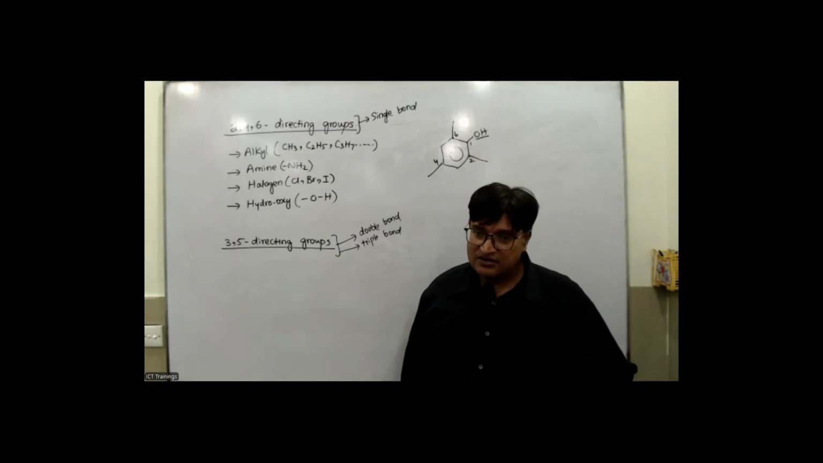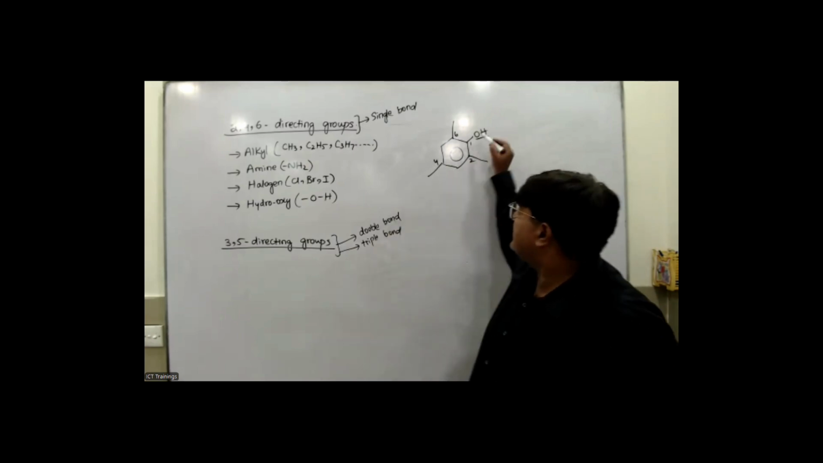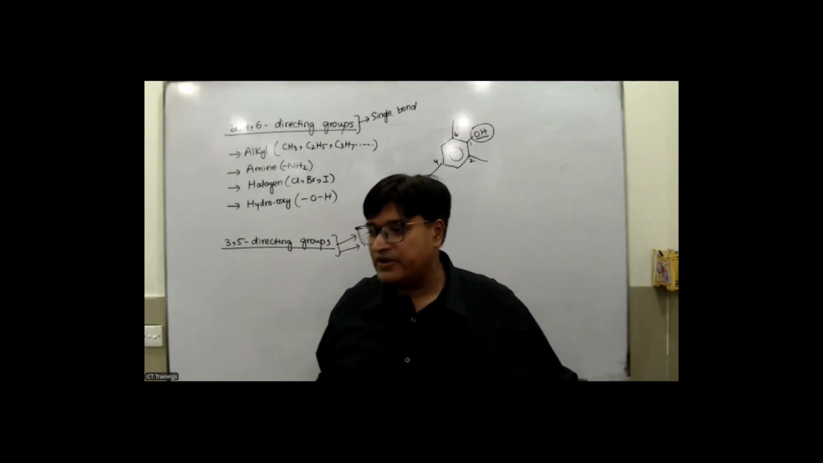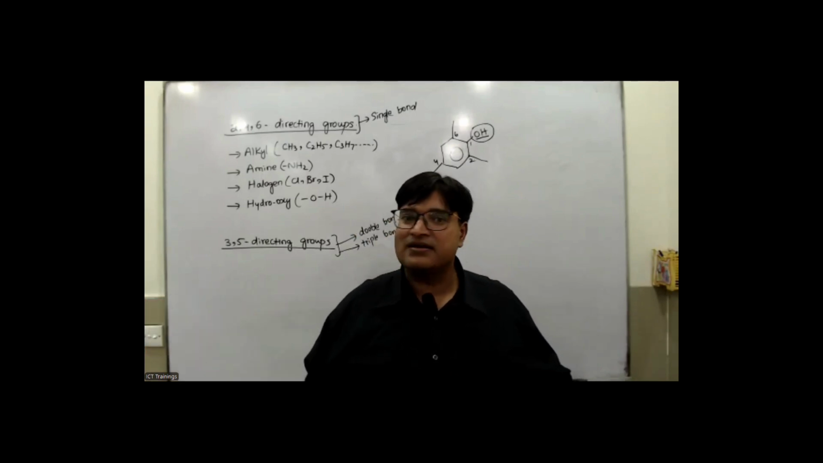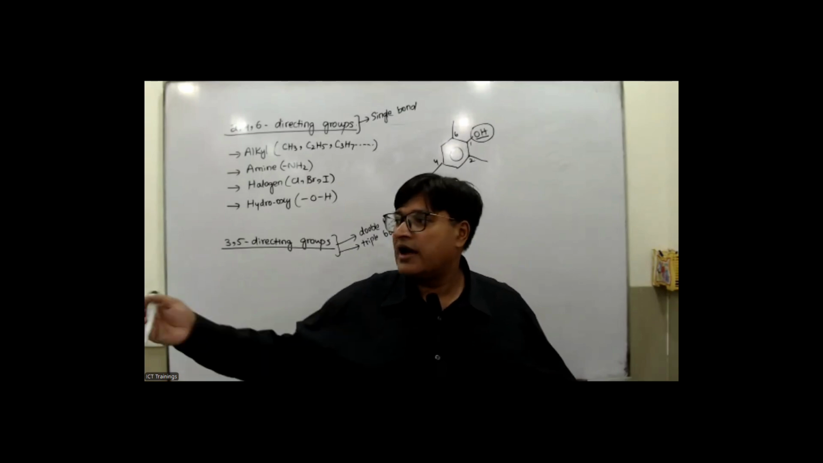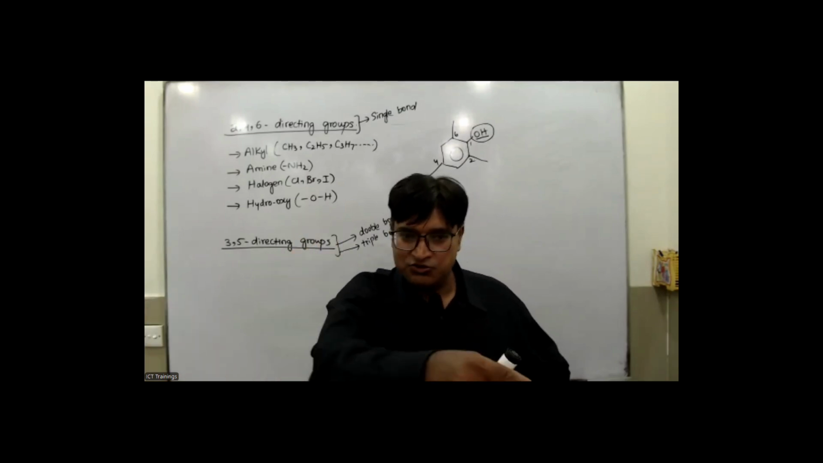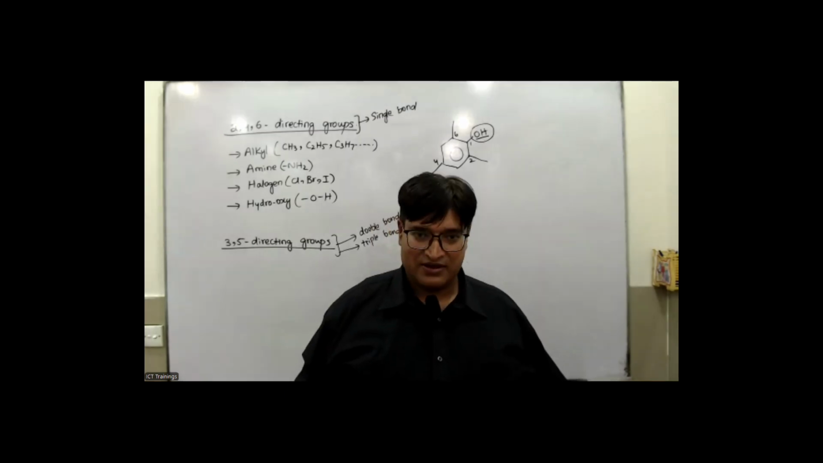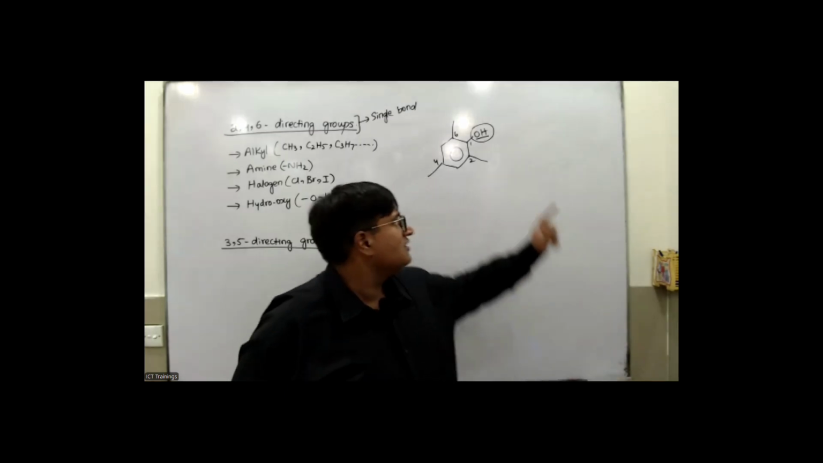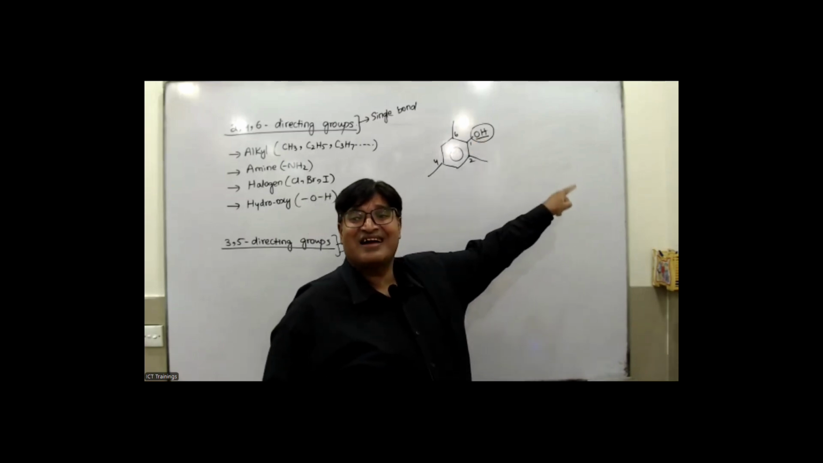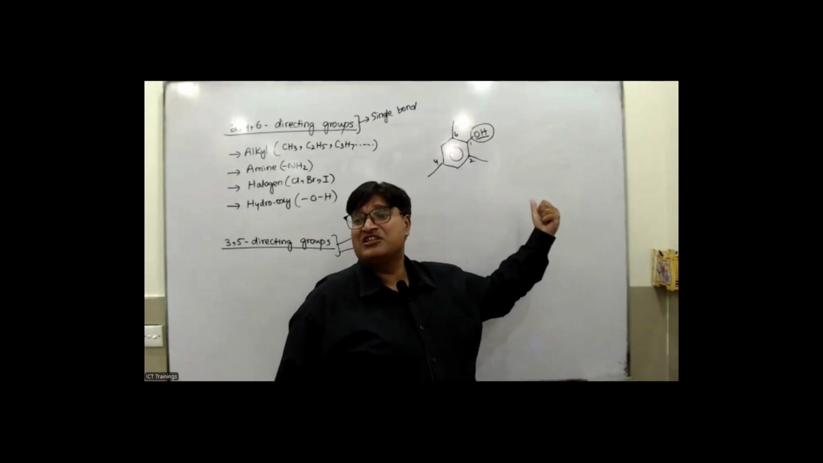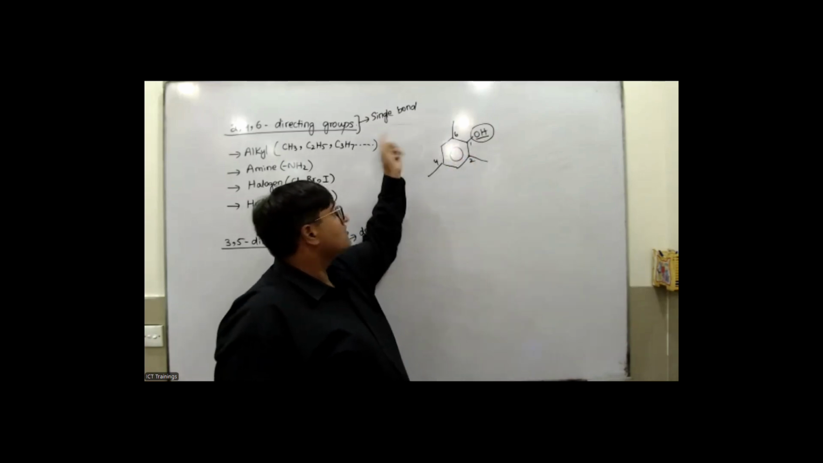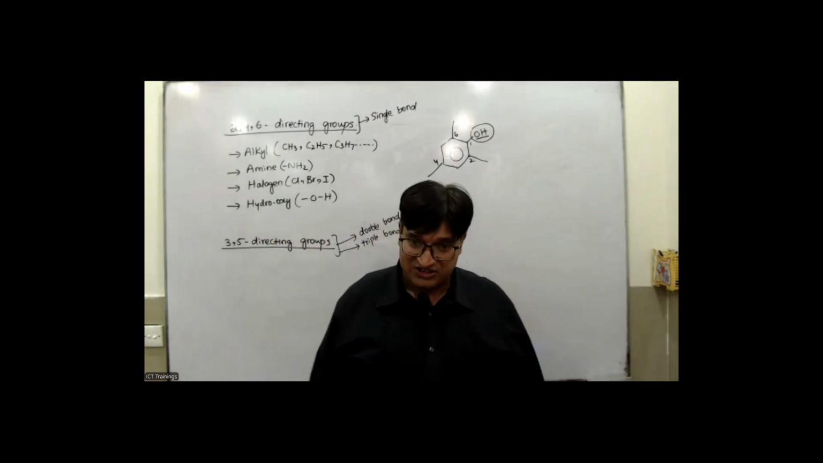Did you get it? The OH decides it. An example: let's suppose this is the room and I'm standing here, and you people are coming into the class. What I'm going to do is direct you, saying you sit here, because I'm already standing up here. Did you get it? So the group which is attached first decides whether the upcoming group should be attached on position 2, 4, 6 or 3, 5. So the single bond groups are all 2, 4, 6 directing groups.